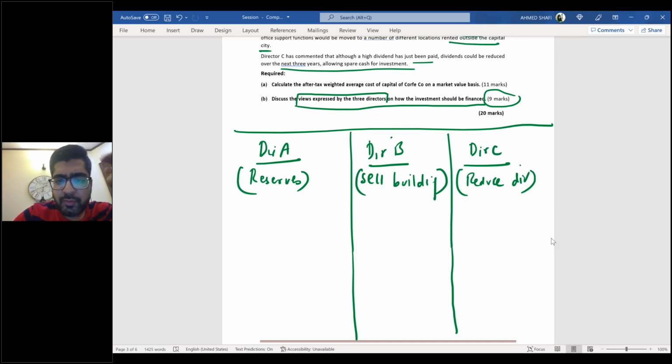Like the easiest view to discuss is Director B's. He has said that you must sell the company's building. Okay, this will raise cash. And headquarters can be moved to different locations, rented. Okay, discuss it.